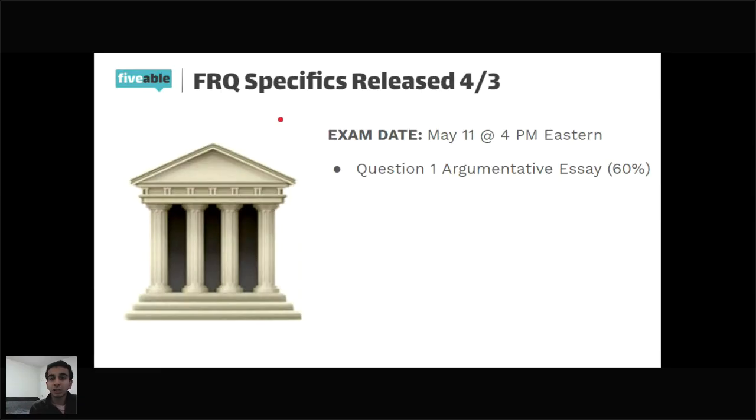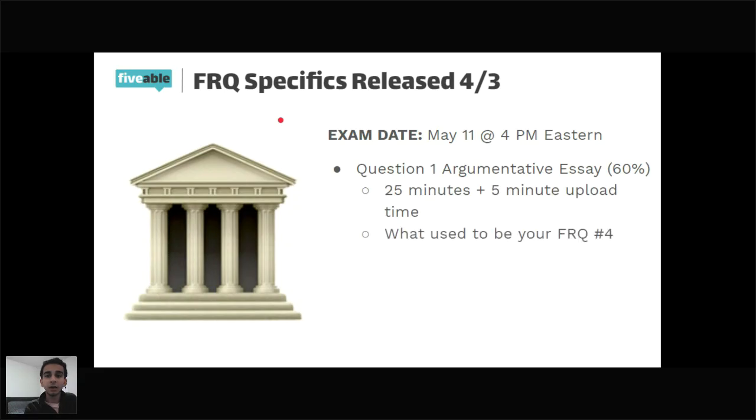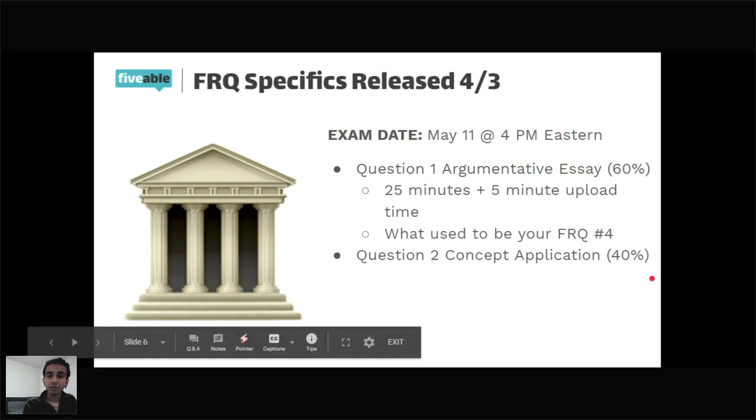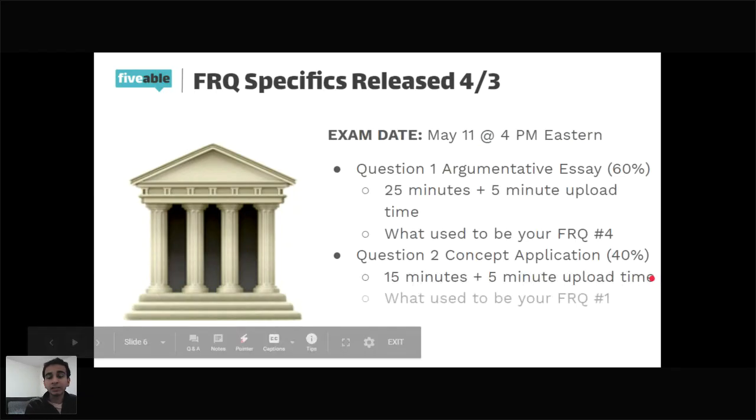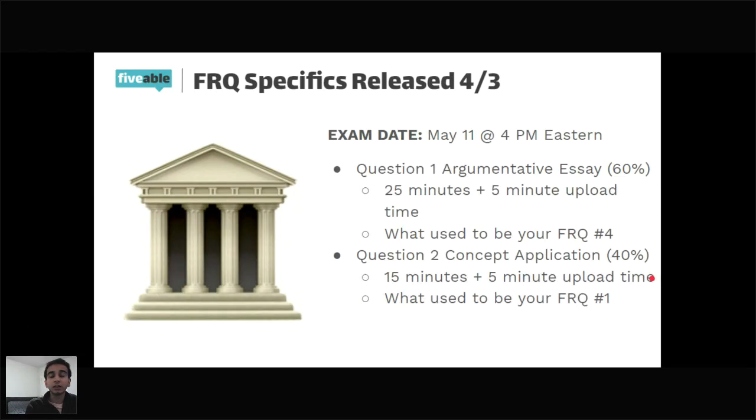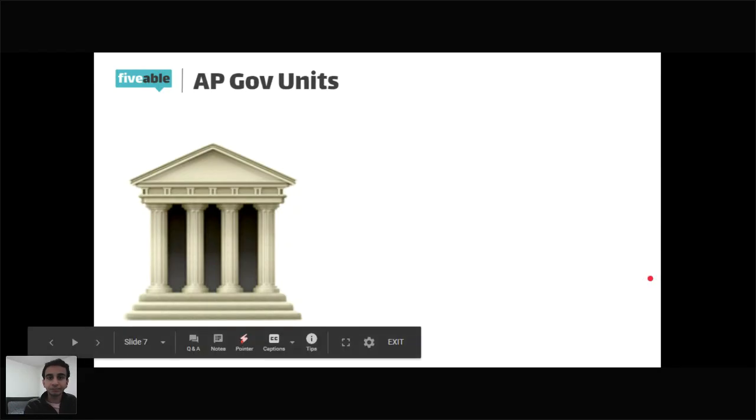The first question is an argumentative essay, which is worth 60% of your score. That is very similar to FRQ number 4 on the traditional AP exam. Your timing for that is 25 minutes and then a 5-minute upload time. Question 2 is your concept application, which is 40% of your exam score, and it's 15 minutes and then a 5-minute upload time.